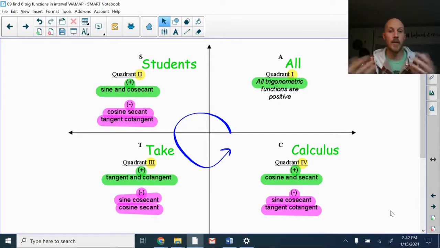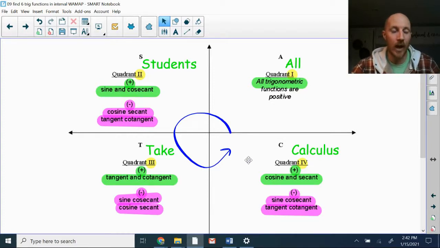This is a mnemonic device. It's an acronym. It may or may not actually be true about all students taking calculus, but it works for our purposes here. So here's a graph. We've got an x-axis and a y-axis. I've got a blue arrow on here indicating the standard position, where we measure direction angle starting from the positive side of the x-axis going counterclockwise.